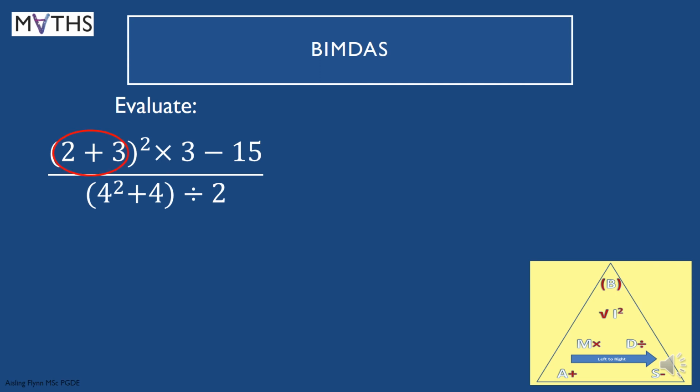Okay, so working on the top line, we have a bracket. Okay, so we'll sort that out first. So I'm going to put the result of that over to the side here. So I have 5 to the power of 2 times 3 minus 15. Let's work through this. So next we have I for indices. So 5 to the power of 2 is 25. 5 to the power of 2 is 5 times 5.